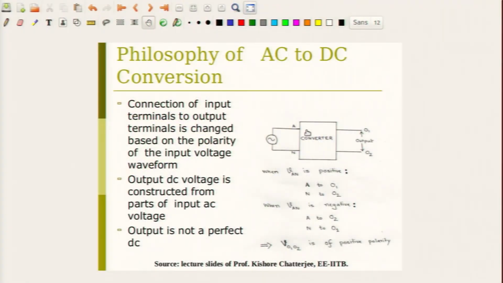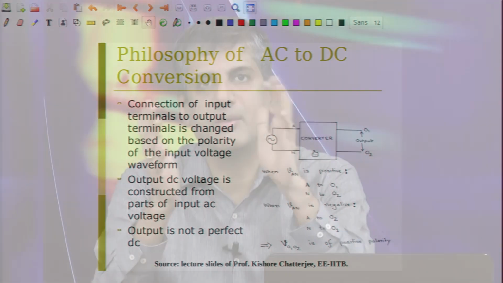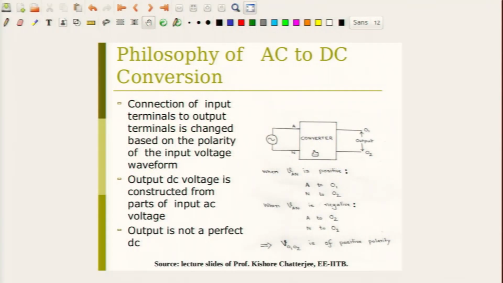Remember, in a rectifier you have a set of switches which connect A to the output O1 or O2. If VAN is positive, then A is connected to O1. If VAN is negative, A is connected to O2. So, a bridge rectifier tries to connect the point A to O1 or O2 depending on the voltage which is there.